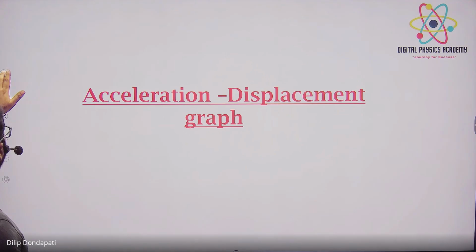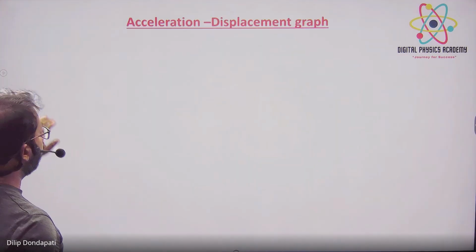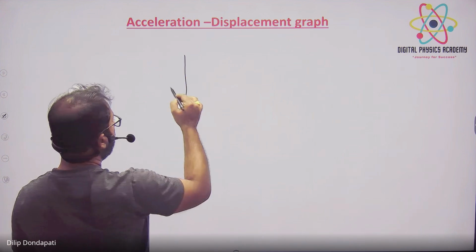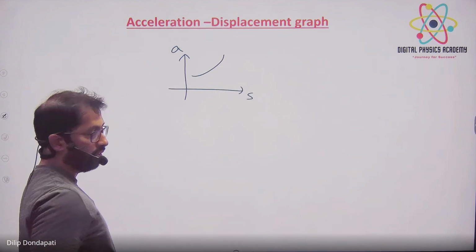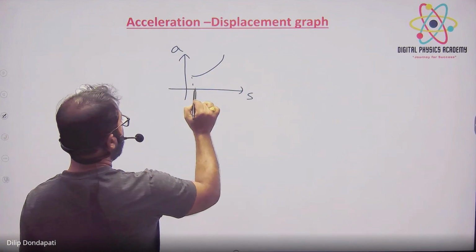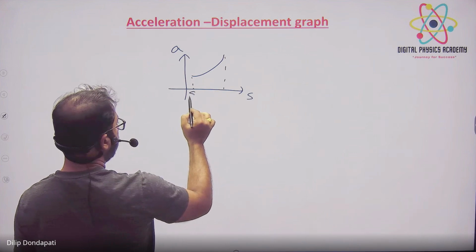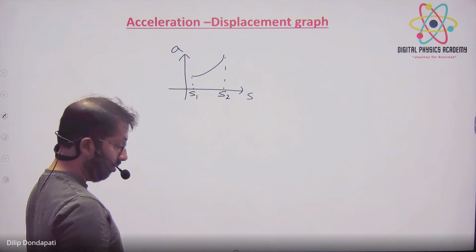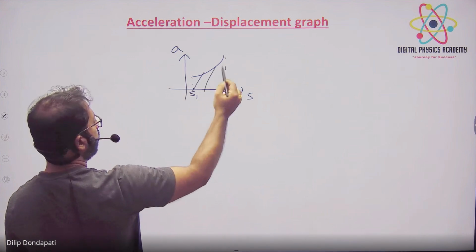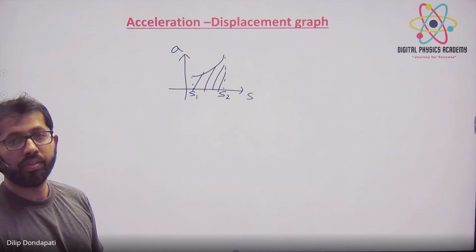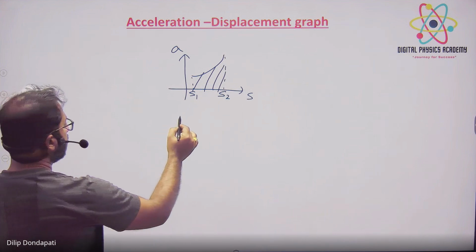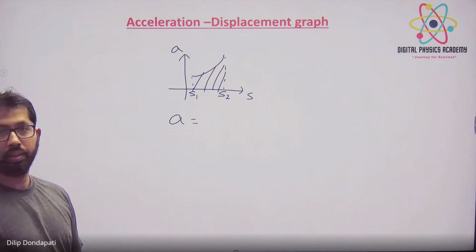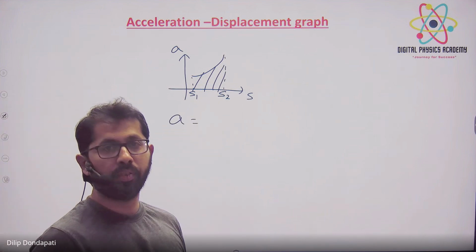Chalo. See how it will be in an acceleration displacement graph. Suppose the graph is given to you. We have to find area. I am interested to calculate area, S1, S2. There is no slope in this. I want to find the area under this graph. We'll see what the area gives. Okay, you tell me, acceleration in terms of displacement formula is what? V dv by dx. Yes.